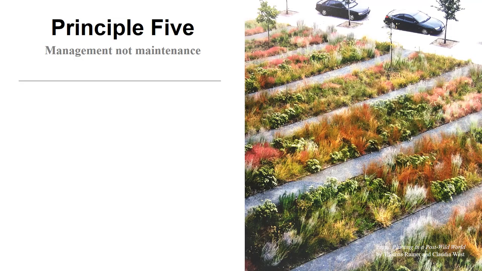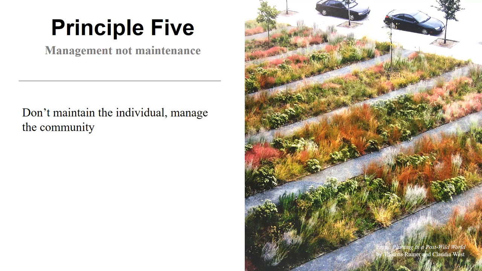The fifth and final principle that they point out is that we should work for management, not maintenance of these landscapes. They go into pretty good detail in the book talking about how maintenance is often trying to keep something in a static state, maintaining it to a certain quality, a certain situation, but that management actually allows for change. And so we're not worried about maintaining an individual plant, this tree or that shrub or that mass of grass, but that we want to manage things at a community level.